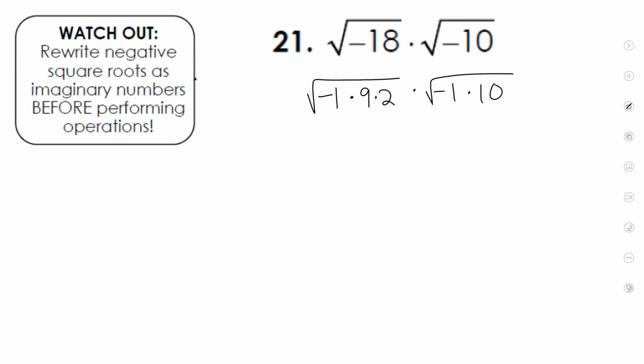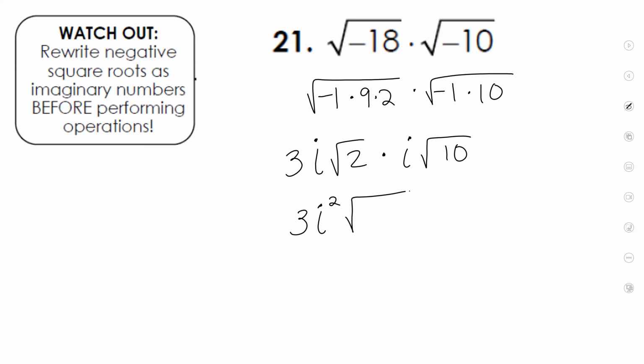What's the square root of -1? I. Square root of 9? 3. So I have square root of 2 in here. And then square root of -1? I again. Okay, so let's go ahead and combine. I have 3 on the outside. I times I is I squared. Square root of 2 times 10 is 20. We still need to break this down. Let's do this as 5 and 4. 5 times 4 is 20. So let's rewrite this. 3i squared times the square root of 5 times 4.